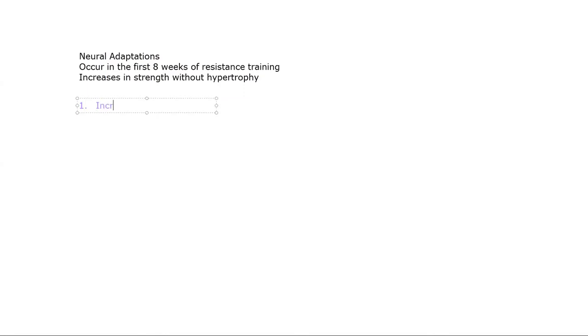First one is increased synchronization and recruitment of motor units. Increased synchronization and recruitment of motor units. Sydney, what is a motor unit? An alpha motor neuron and all the muscle fibers it innervates. Good, this is going way back, beginning of the semester, right? One alpha motor neuron and all the fibers it innervates.